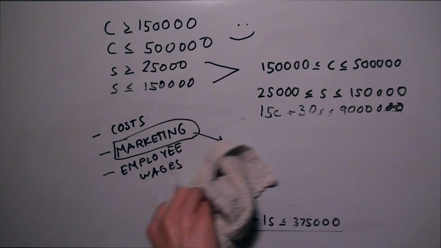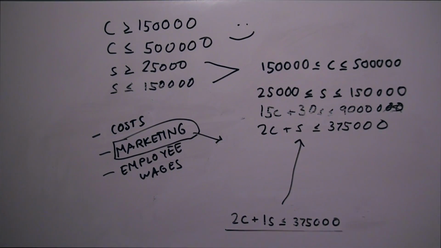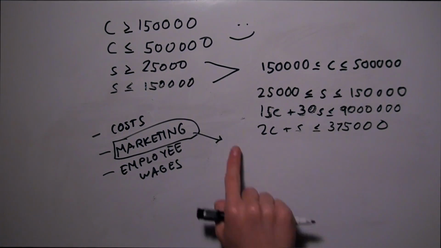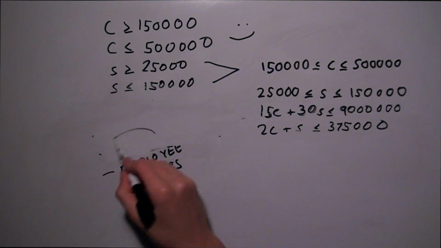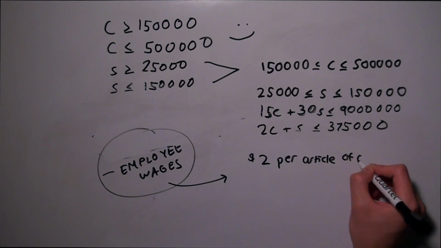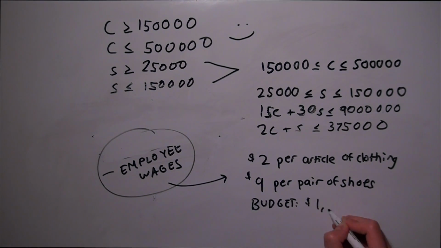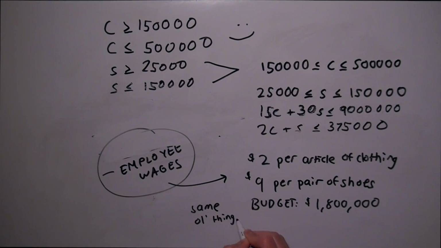Now all we have left is employee wages, and while I write this last constraint up here, let's talk about what employee wages will look like. We're going to have $2 per article of clothing to pay all of our employees and $9 per pair of shoes in order to spend a $1.8 million budget on employee wages.